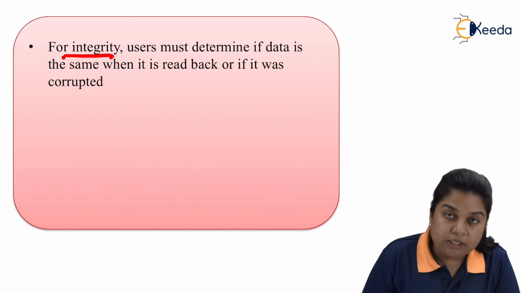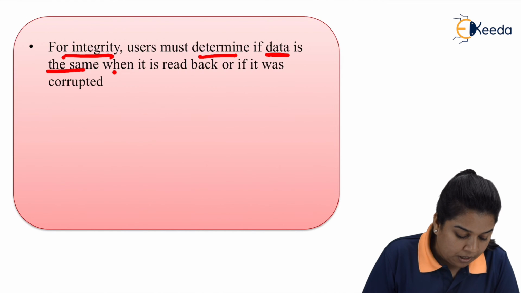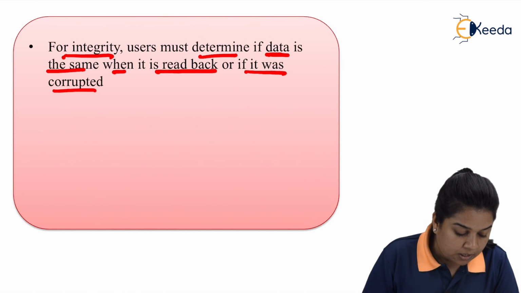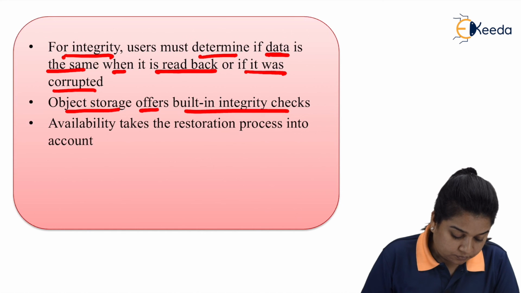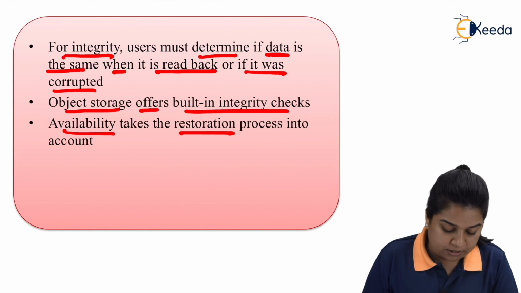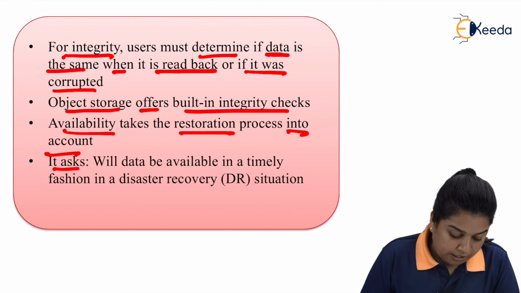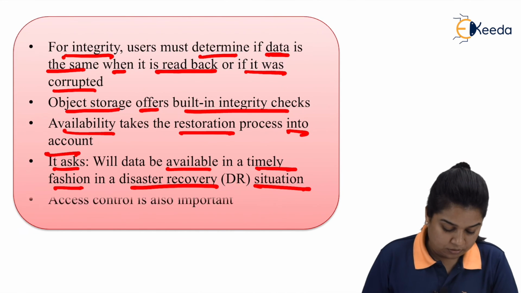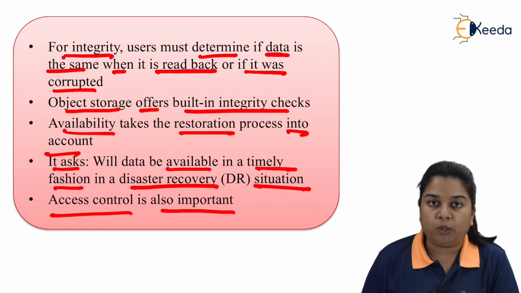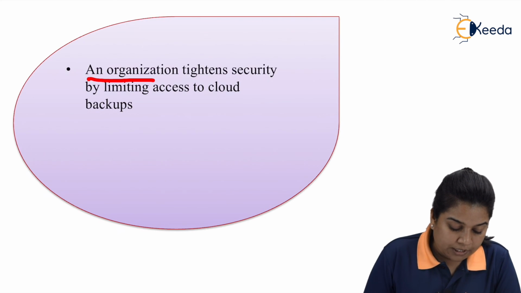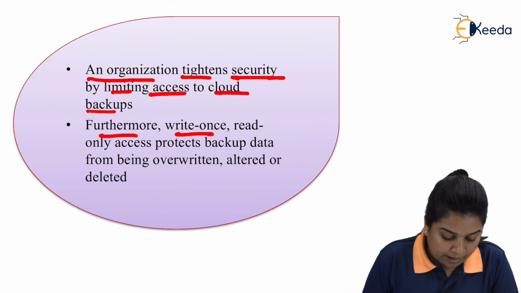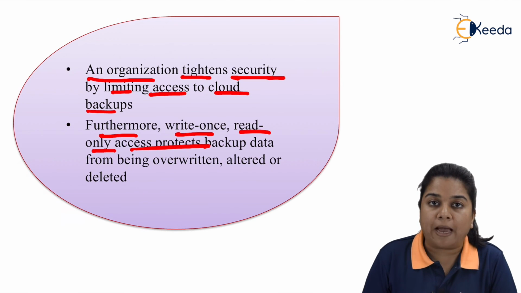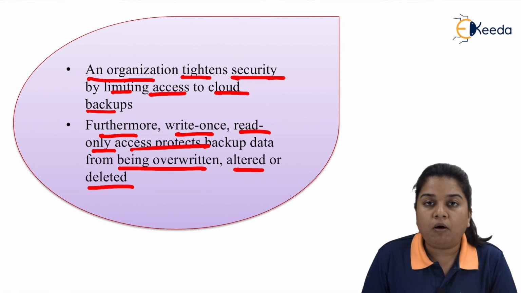For integrity, users must determine if data is the same when it is read back or if it was corrupted. Object storage offers built-in integrity checks. Availability takes the restoration process into account. It asks, will data be available in a timely fashion in a disaster recovery situation? Access control is also important. An organization tightens security by limiting access to the cloud backups. Furthermore, write once, read only access protects backup data from being overwritten, altered, or deleted.